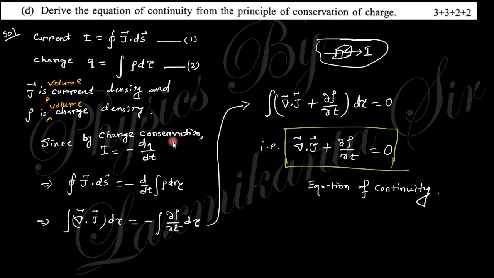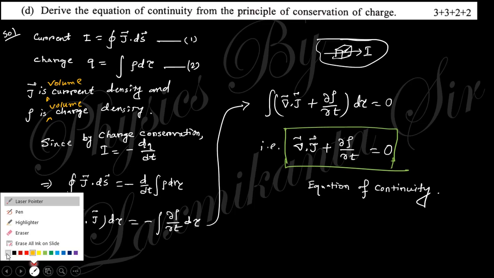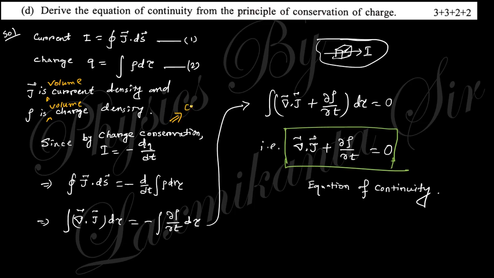Hence, by charge conservation, the current is produced due to loss of the electric charge. So loss means negative. The basic principle of charge conservation says that the current equals the loss rate of charge. So this can be written as I equals minus dq/dt. Here I is J dot ds and Q is rho d tau.